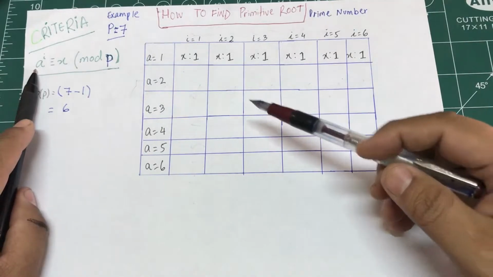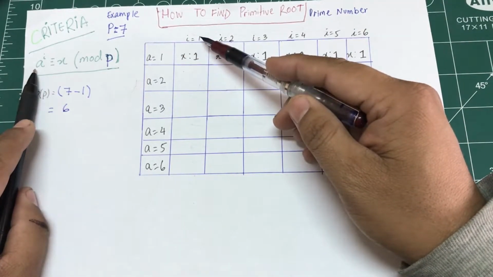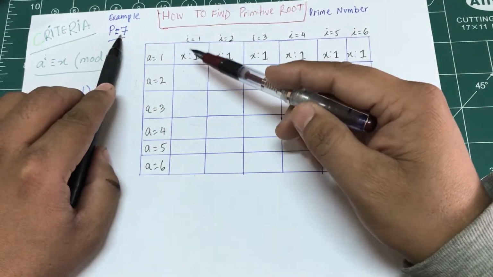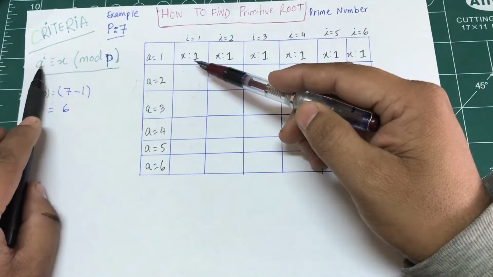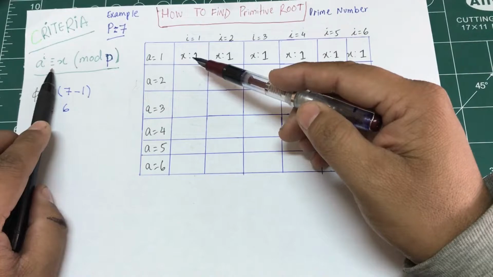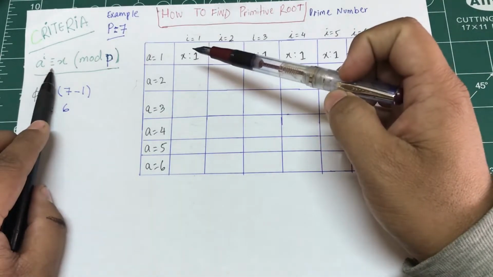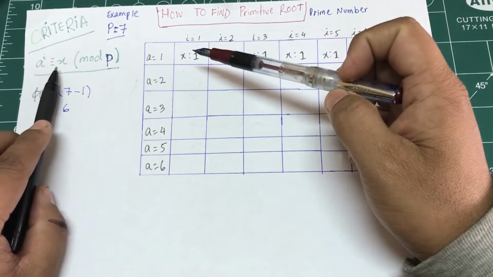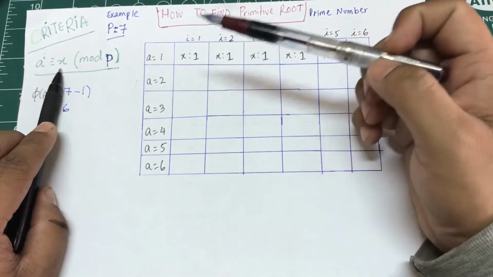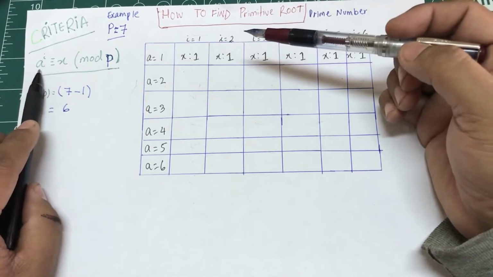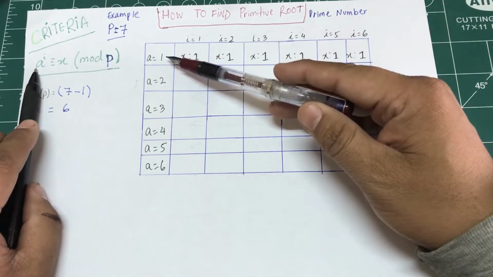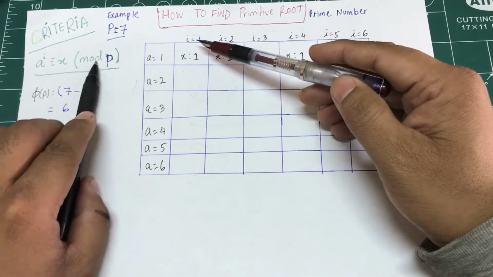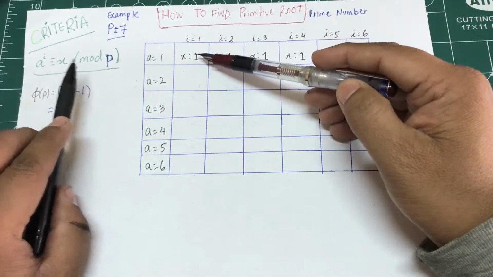In place of a, let's take 1, and in place of i, let's take 1. 1 raised to 1 is 1. You take mod 7, and what do you get? 1, because when you have a number that is smaller than 7, it stays the same. Observe the congruence operator: it is there because many values will map to this particular value, remember from modular arithmetic. So in place of a we take 1, in place of i we take 1. 1 raised to 1 is 1, and mod 7 gives me 1.